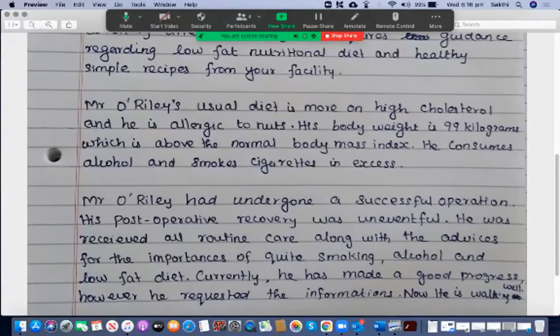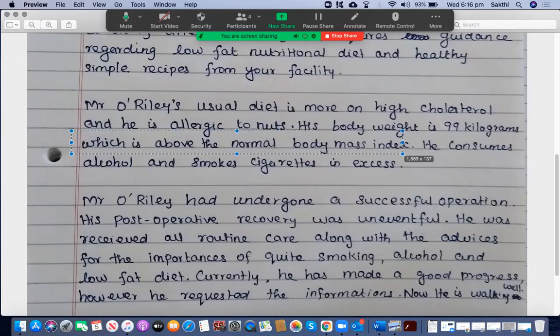Mr. O'Reilly's usual diet is more on high cholesterol. Okay, that's all right. And he is allergic to nuts. Good. His body weight is 99 kilograms, which is above the normal body mass index. Good. I'm very happy with that. So this is the way we need to represent the information. It's really good. I'm very happy with that.